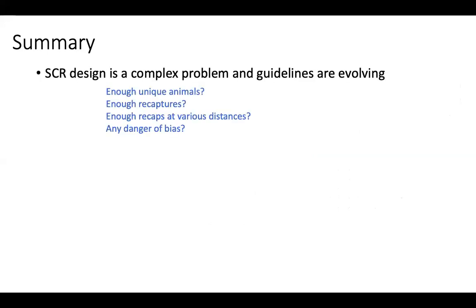So I think I've gone a little bit over 20 minutes, but just to wrap up, these are the three summary points. These are sort of my current thinking on survey design for spatial capture recapture. It's a difficult problem, and guidelines are evolving, so it's something that we're actively working on as a research problem. But you can get a long way just by thinking through the 4-point checklist. Am I going to get enough animals, enough recaptures at different distances, and is there any danger of bias in my design?